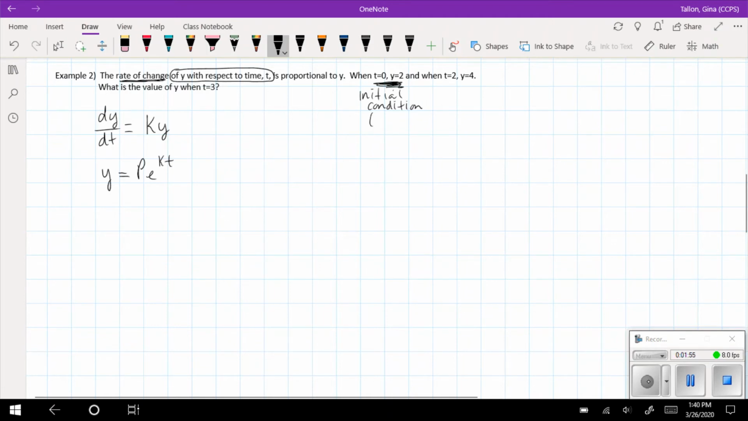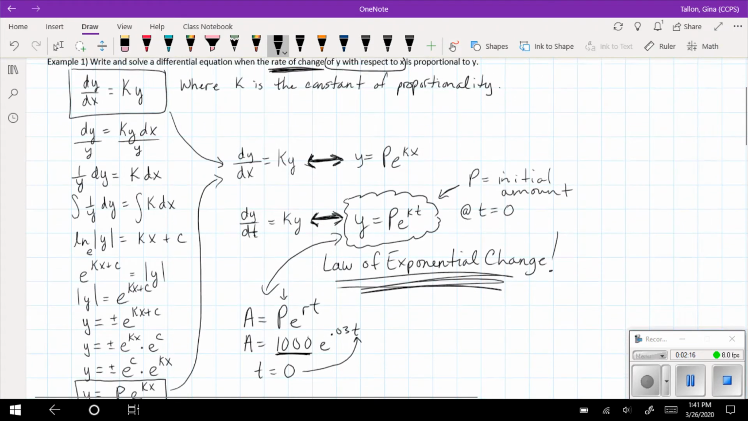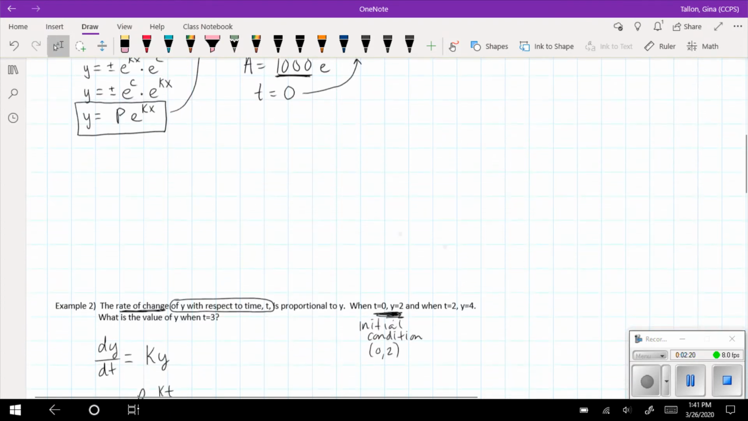This means that I have the point (0, 2) belonging to my function y. Now, if I'm really cool, I would know that that 2 is going to go right in for P, and that I could just write y equals 2e^(kt), because of what we just got done discussing up here about how that P is the initial amount.